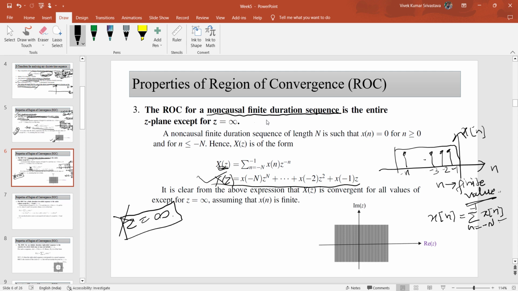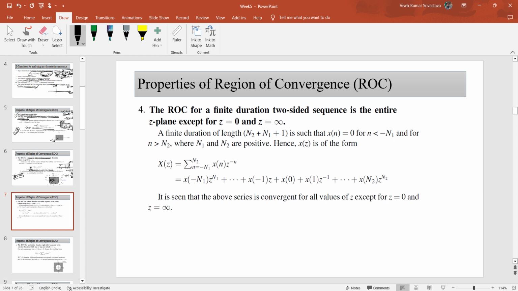Okay, so here I've plotted the region of convergence for a non-causal finite duration sequence. Here you can see that the ROC exists for all values of z except z equals infinite, which will not be present in the ROC. ROC is this one. Okay, so I hope this property is clear to you.